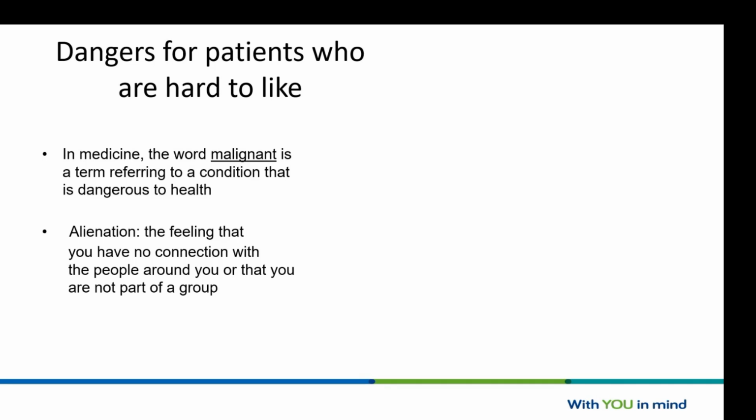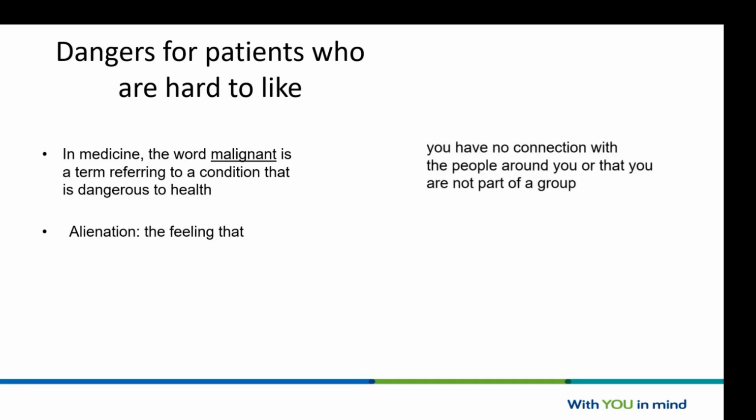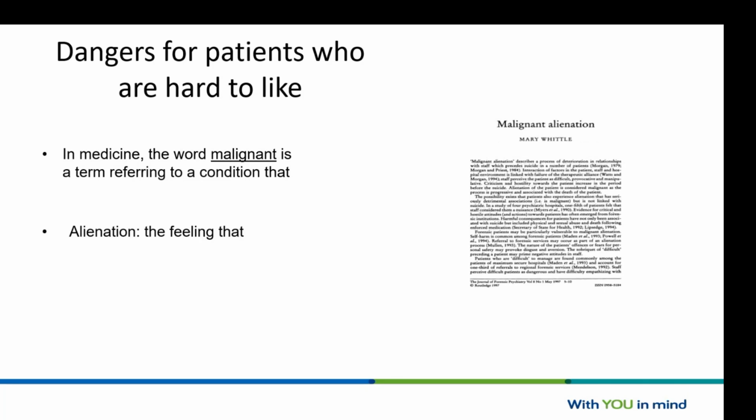But looking at this, I broke it down. In medicine, the word malignant refers to a condition that's dangerous to health. Alienation is the feeling that you have no connection with people around you, or that you are not part of a group. So if we play with words there, having no connection with people around you, or not being part of a group, is dangerous to health, importantly. So if we look at bias and unconscious bias, and we start looking at the concept of malignant alienation that Mary Whittle talks about, the term originally came from Morgan back in, I think it was, '84.